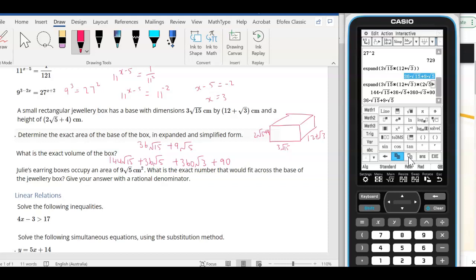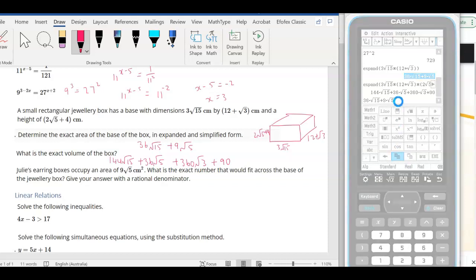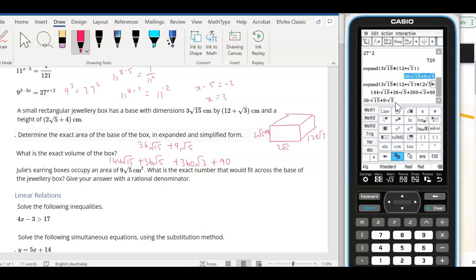Now I've probably hurt my calculator. I think I just pressed the button a few too many times and it's got upset. All right, there we go. You okay, calculator? Gosh, let's see how we're going.